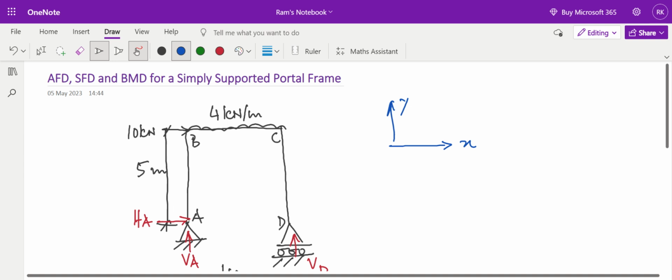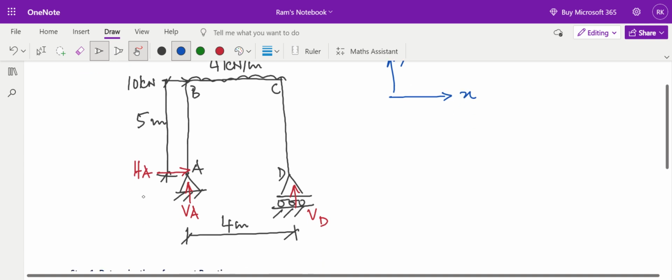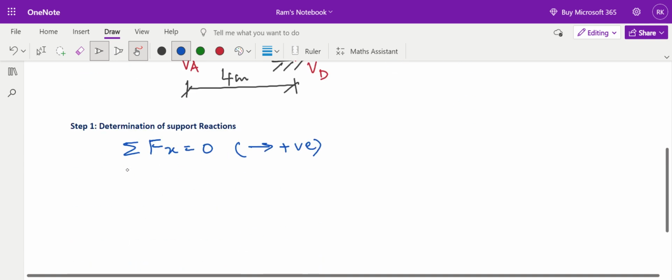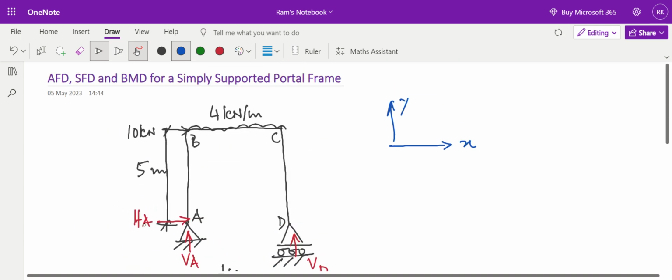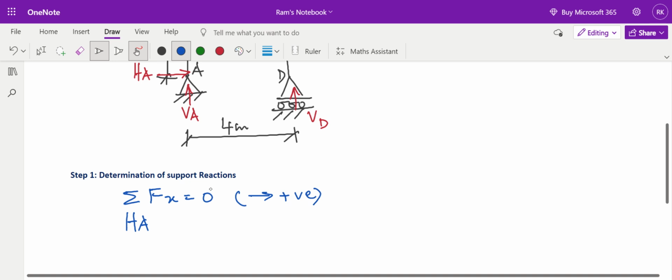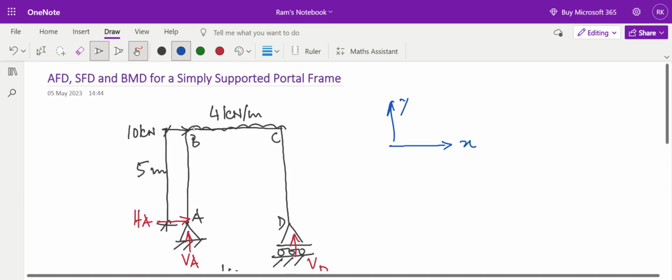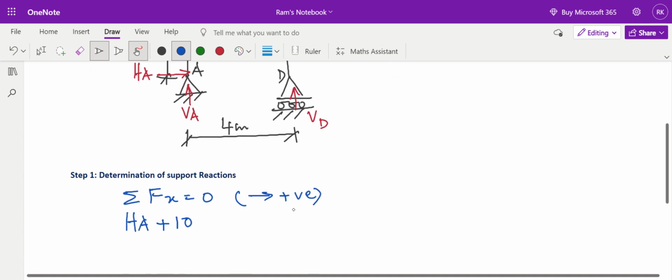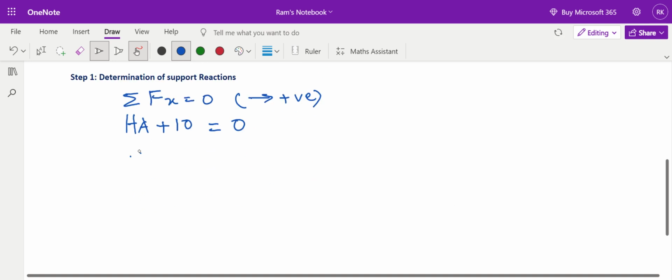HA is acting towards the right, which means it is acting in the positive x direction. So I am writing HA as a positive force in the summation of forces in x direction equal to 0. From A to B, I will scan. At B, there is a load of 10 kilonewton acting to the right hand side, so that is also positive according to my sign convention. So HA plus 10. From B to C, there is no load, and from C to D, there is no load acting in x direction. So HA plus 10 is equal to 0. Therefore, HA is equal to minus 10 kilonewton.